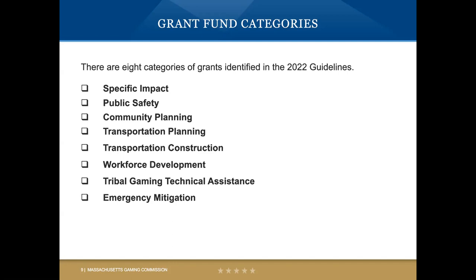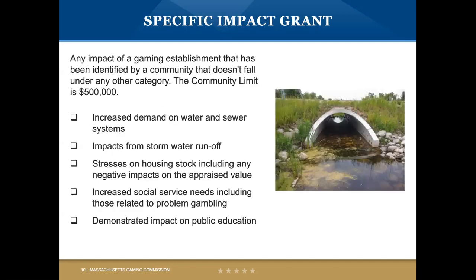So just quickly going through the categories and what's included. The specific impact grant, essentially at this point, since we've created all of these other categories of grant, is something that, if it doesn't fall in any of the other categories, would go under specific impact. So if a community finds an impact and defines it and comes to us to mitigate it and it doesn't fall within one of our other categories, then it would be within the specific impact category.